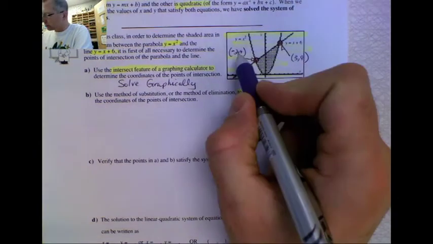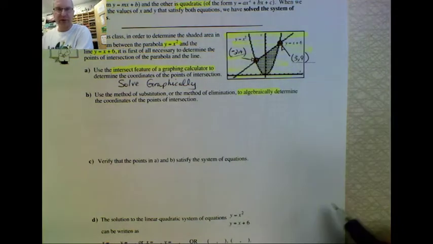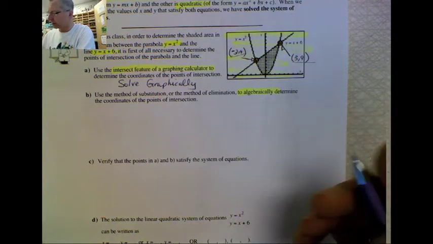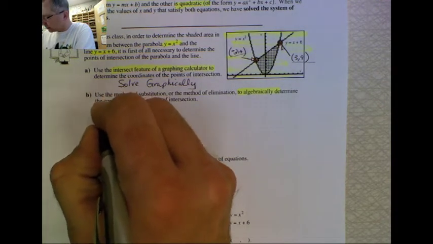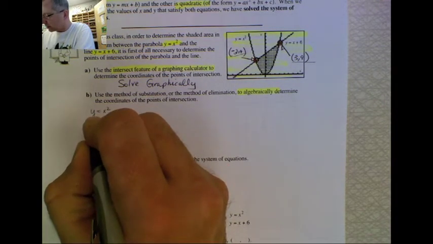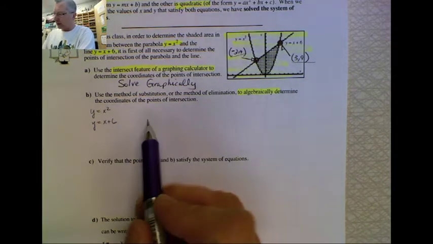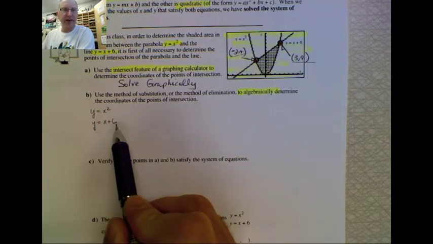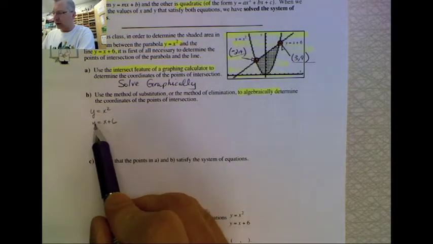We know that the solutions are (-2, 4) and (3, 9). So let's see, how do we get those solutions algebraically? The two equations we have are y equals x squared and y equals x plus 6. You're going to notice that in this particular situation, both of these have y equals in them. That means we know what the value of y is.